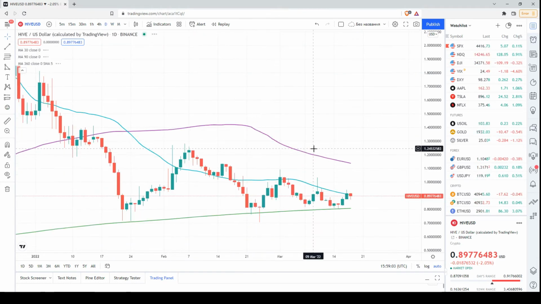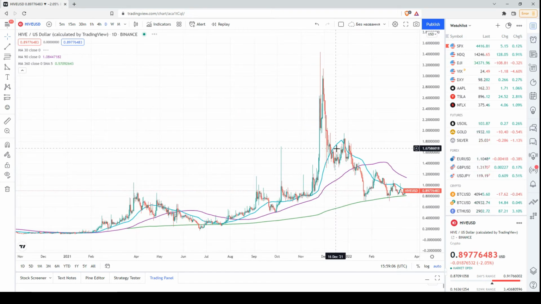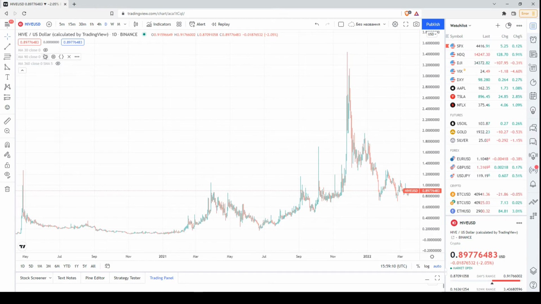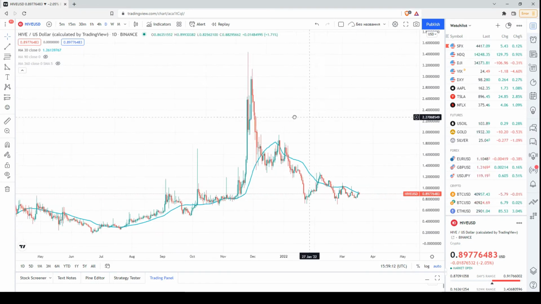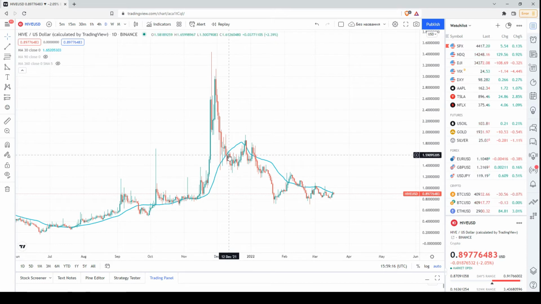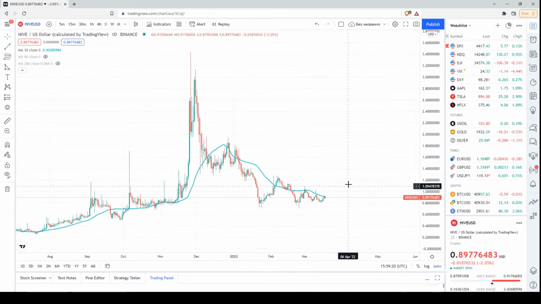Now let's check the daily chart. We have 3 moving averages. Let's start step by step. This is the first one, the 30-day moving average, or for the period of 1 month. Since the beginning of December, the price has been below the 30-day moving average.